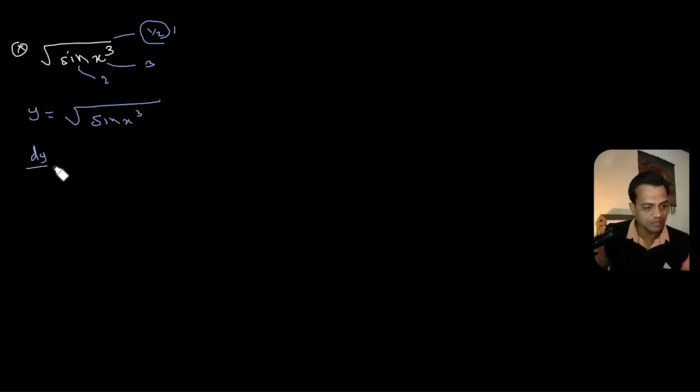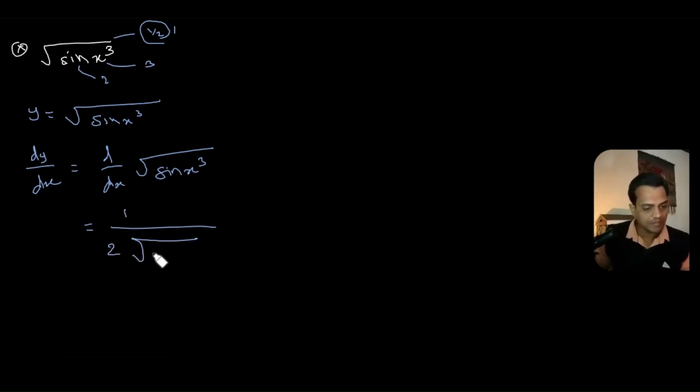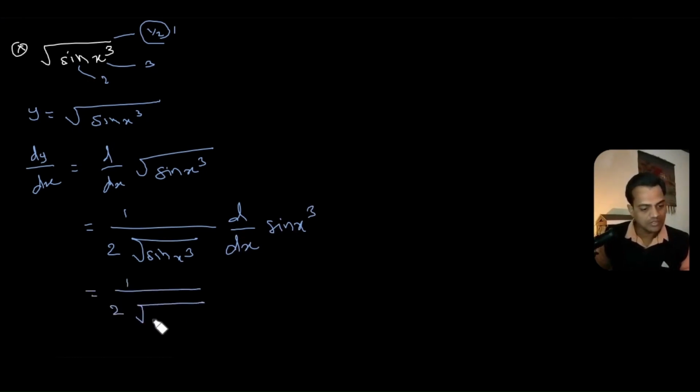Take the derivative on both the sides, so dy by dx is equal to the derivative of this particular square root function. Now the derivative of this square root we know, 1 upon 2 square root of that particular term, meaning sine of x cube, and then again we have to take the derivative of this particular sine of x cube. Now I have to calculate the derivative of the sine function, so it will be 1 upon 2 square root of sine x cube, and the derivative of sine is cos x cube.